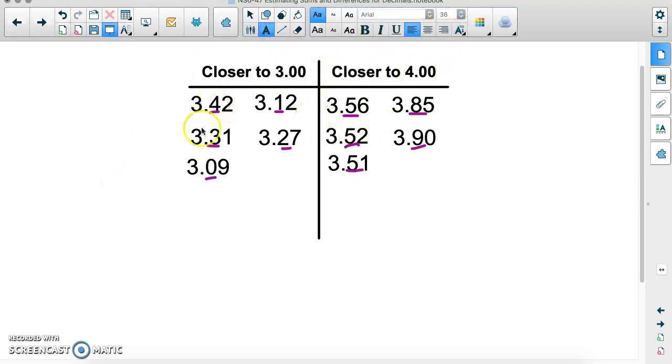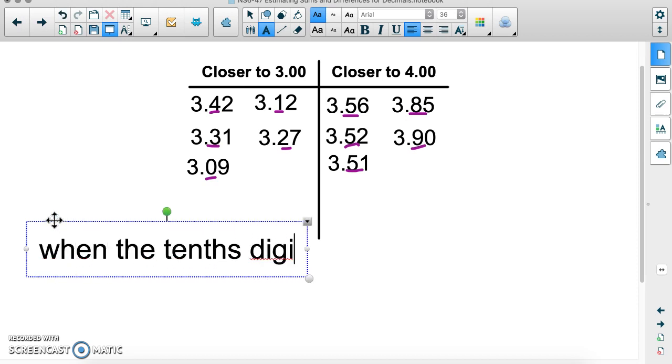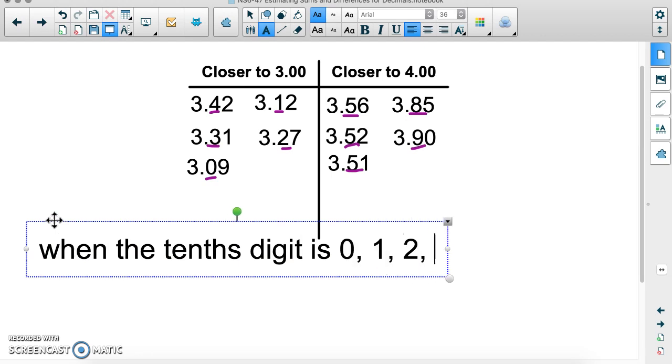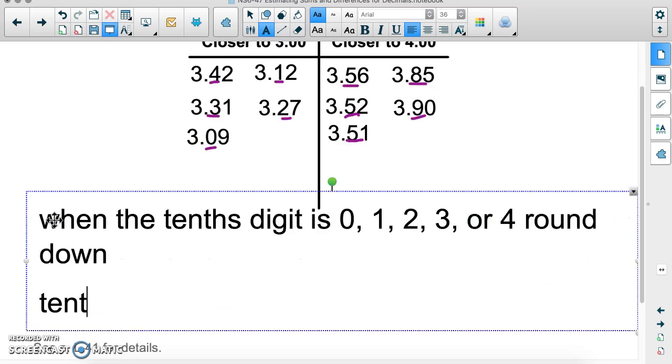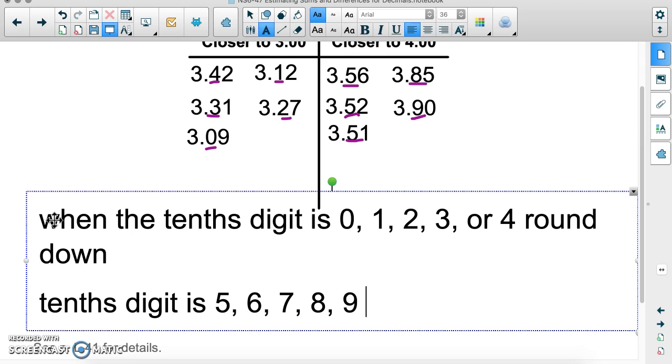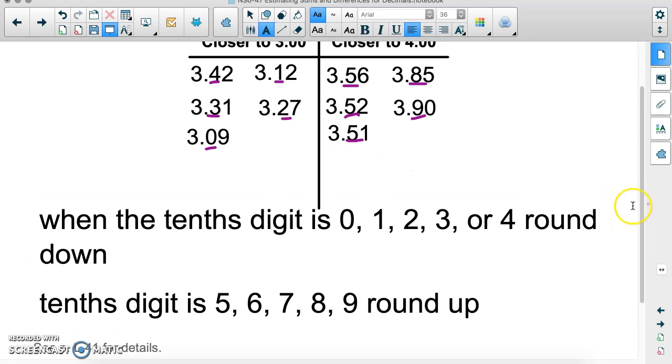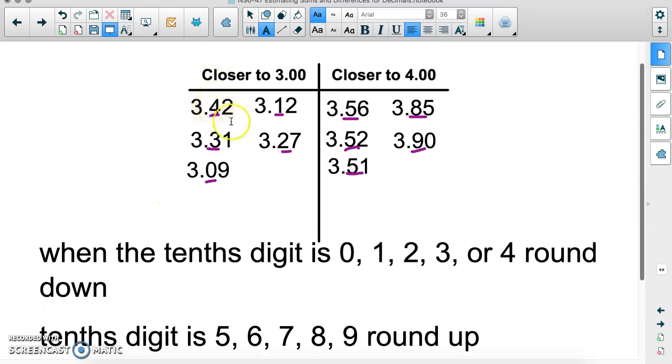So we have a rule when we're rounding decimals, just like when we're rounding whole numbers. So our rule is that when the tenths digit is 0, 1, 2, 3, or 4, we round down. When the tenths digit is 5, 6, 7, 8, or 9, we round up. So just like if they're whole numbers like we were doing before, 0 to 4 you round down, 5 to 9 you always round up. So the rules are the same, but instead of looking at the whole number, we're looking at the tenths place for the decimal. You're going to need to remember these rules as we move on.